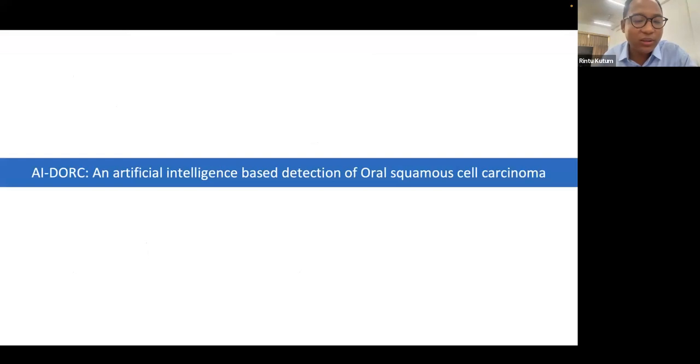So I'll talk now about our current work, an ongoing collaboration between Ashoka University and many hospitals, primarily led by Jamia Islamia, which we call AI DORC, an acronym for artificial intelligence based detection of oral squamous cell carcinoma.